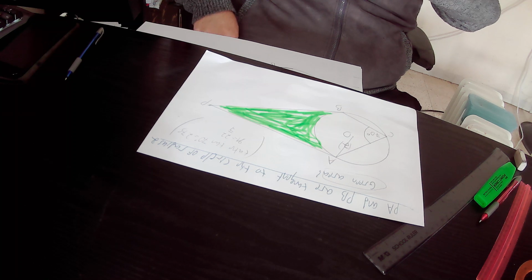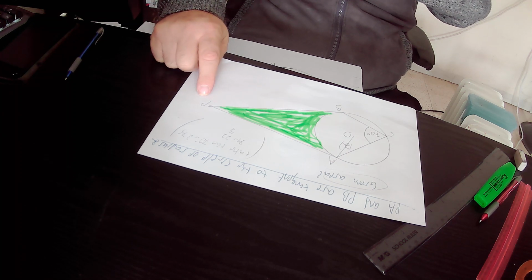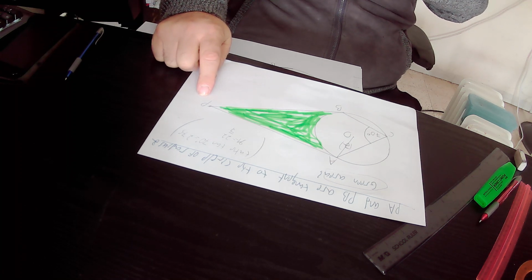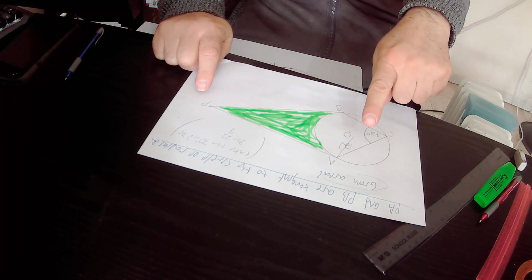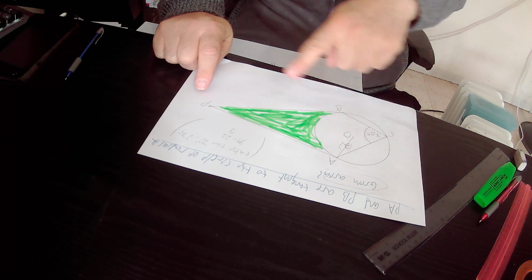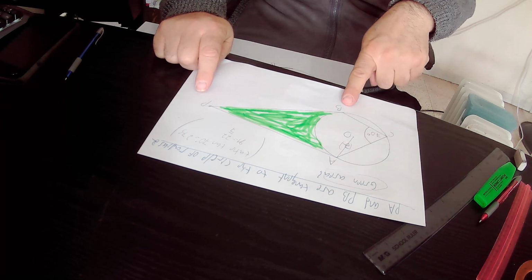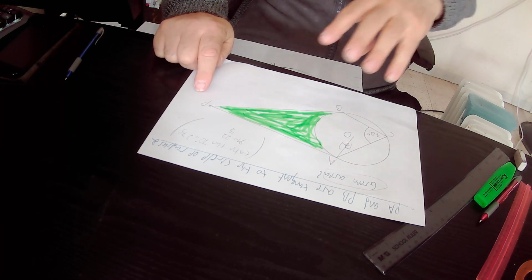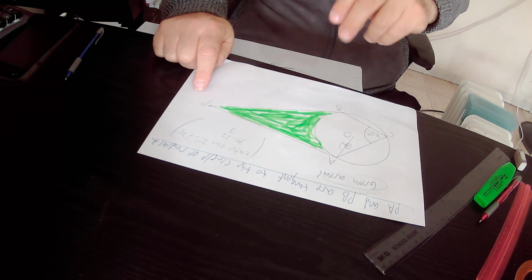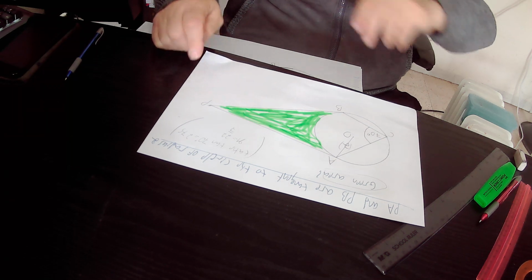And we also have the common external point, point P. From the common external point, point P, we have two tangents to this circle. Tangent PA, that is tangent to this circle here at point A, and tangent PB, that is tangent to this circle here at point B. Again, our mission is to find out the area of this green shape.